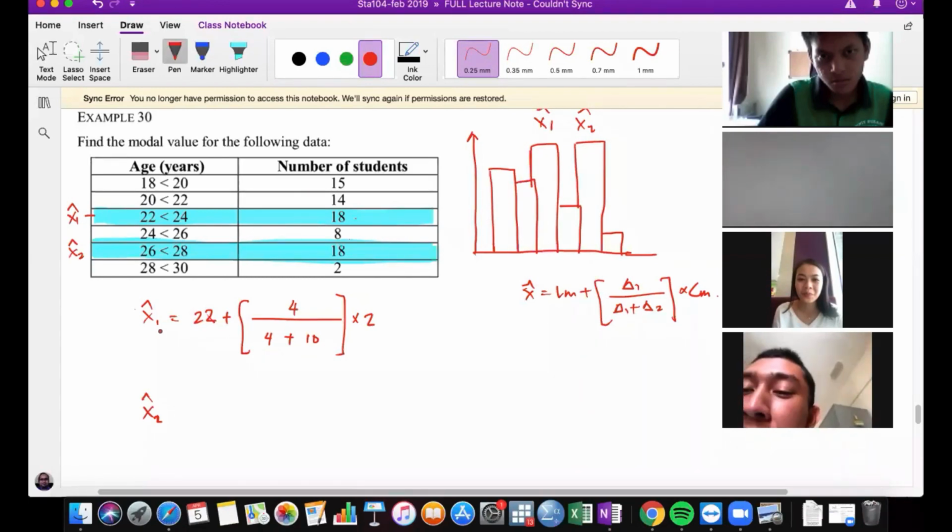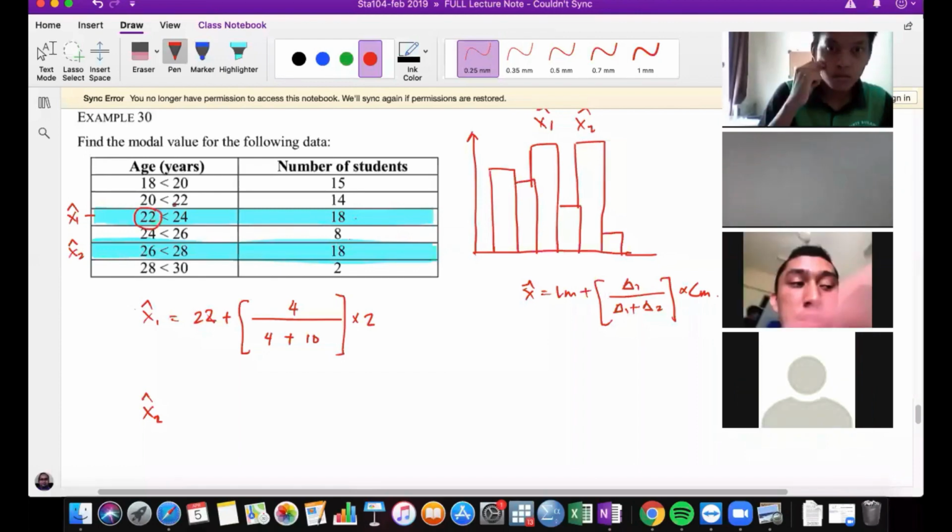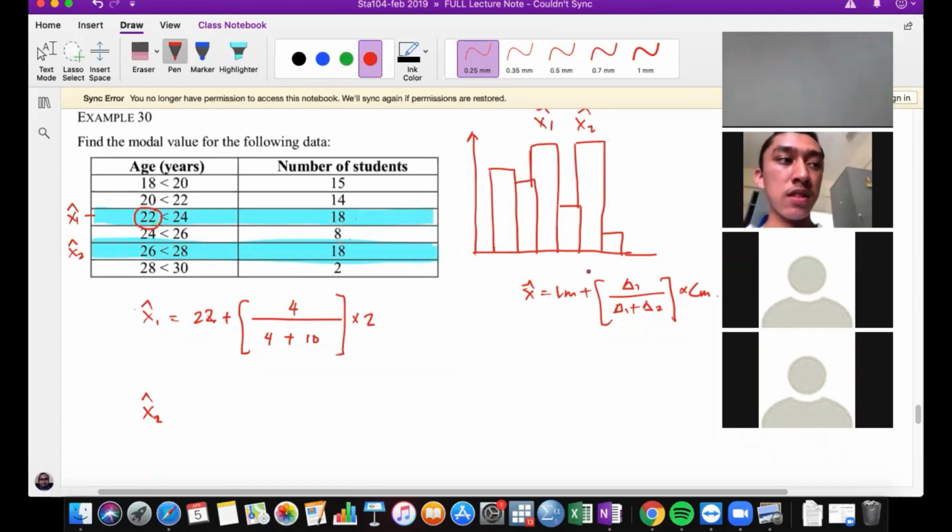To calculate the first mode, this is the first model class. The lower class boundary is 22, because this is a class boundary. 22 plus theta 1, which is the model class frequency minus the frequency before the model class, 18 minus 14, equal to 4. And theta 2 is 18 minus 8, equal to 10. And multiply with the class size, 24 minus 22 equal to 2. That one is for mode number 1.